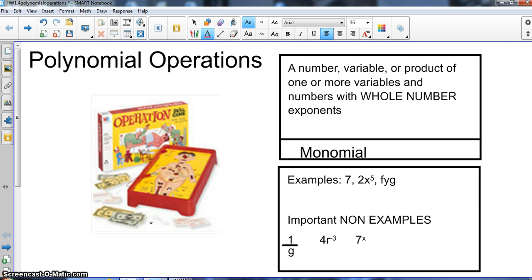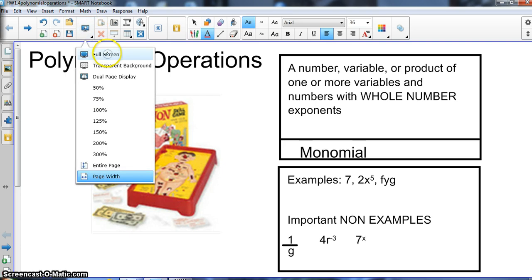An example would be 7, 2 times x to the 5th, and f times y times g. But important non-examples are 1 divided by g, because remember, if g is in the denominator, it has an exponent of, yes, that's right, -1. 4 times r to the -3rd, or notice 7 raised to the power of x. All of these are non-examples.